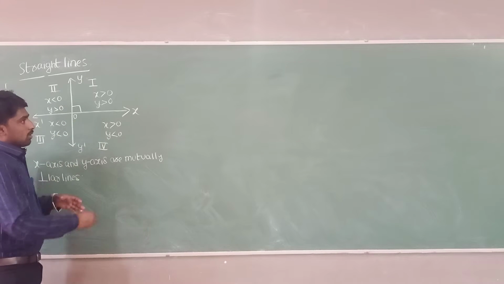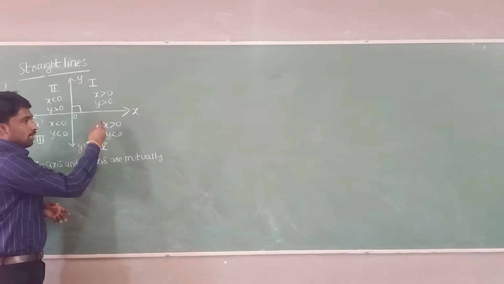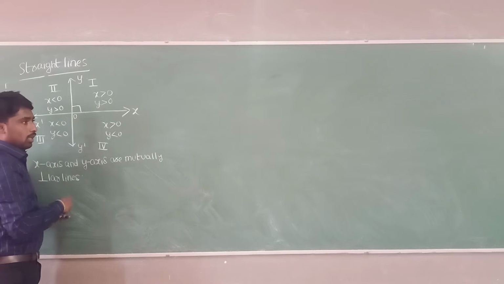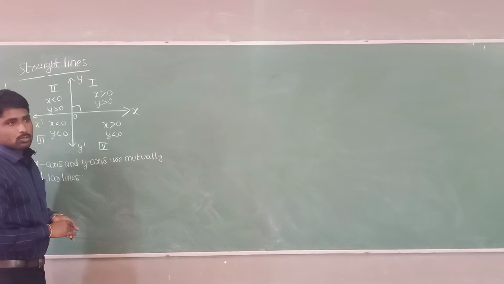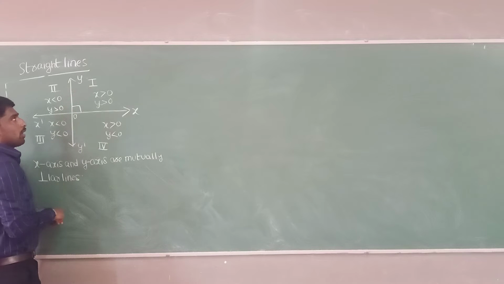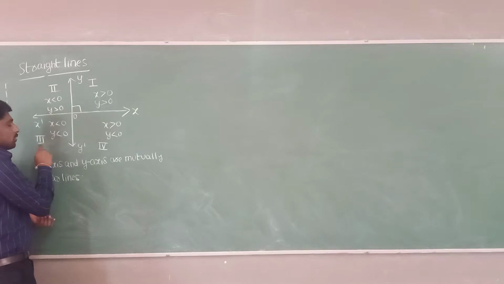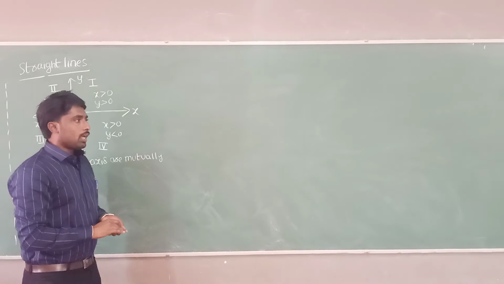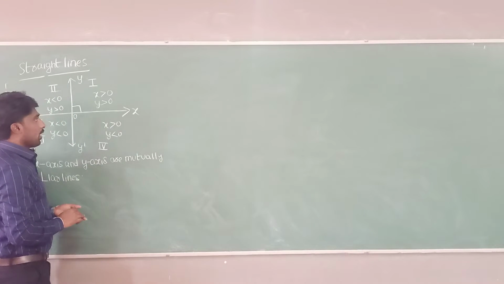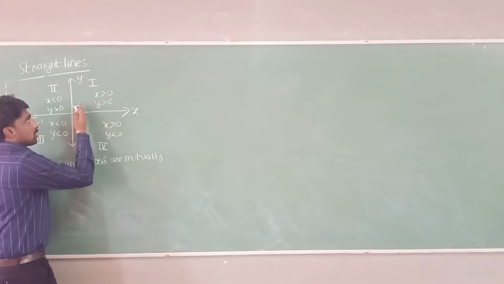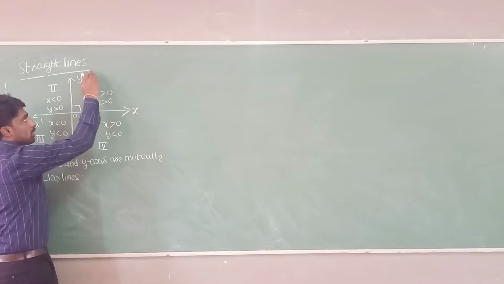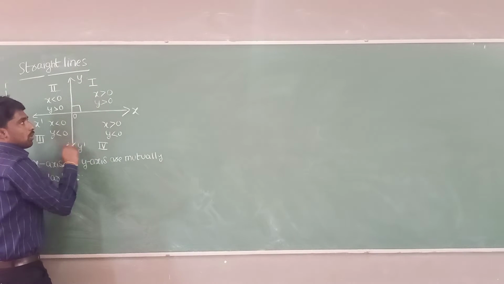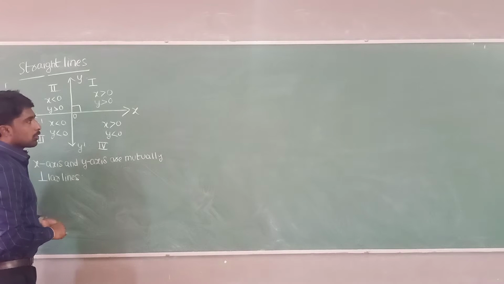Now this is the entire plane. The x and y axis divide this plane into 4 quadrants. This is the first quadrant, this is the second quadrant, this is the third quadrant, and this is the fourth quadrant. In the first quadrant, we have the positive x axis and positive y axis, so x values are positive and y values are positive.